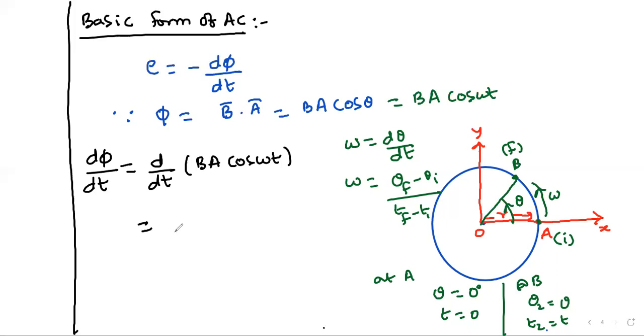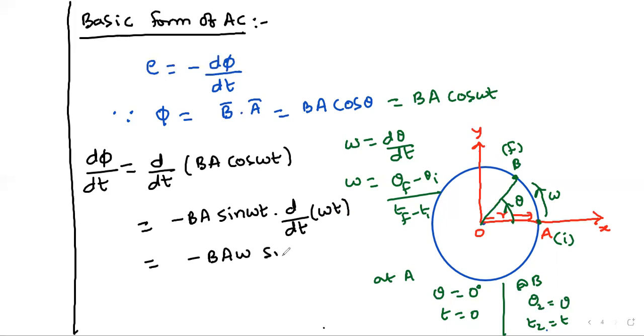Upon differentiation, we get minus BA d by dx of cos x. What is the value? d by dx of cos x is minus sin x. Instead of t, we are having omega t, so we also differentiate omega t with respect to t. That is minus BA omega sin omega t.